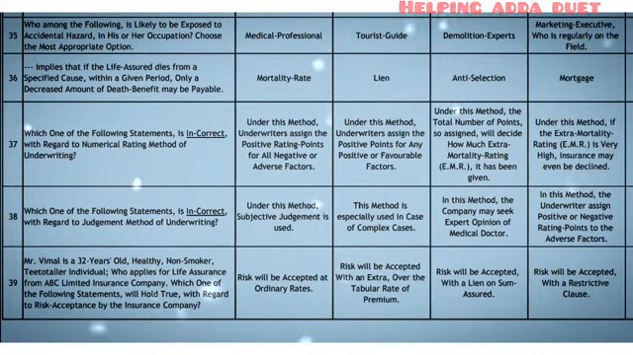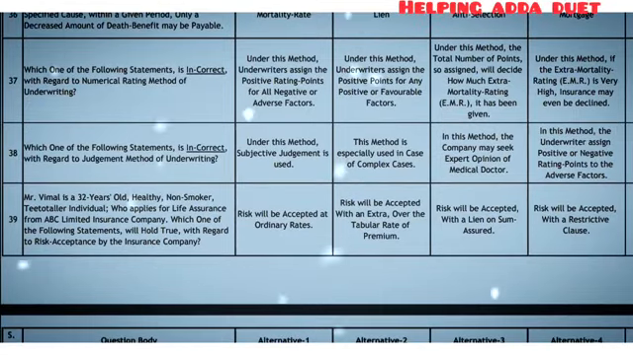Question 37. Which one of the following statements is incorrect with regards to numerical rating method of underwriting? So the answer is, under this method, underwriters assign the positive points to any positive or favorable factors. So the answer is option number 2. Question 38. Which one of the following statements is incorrect with regards to judgment method of underwriting? So in judgment method underwriting, the underwriter assigns the positive or negative rating points to the adverse factors. So the answer is option number 4.